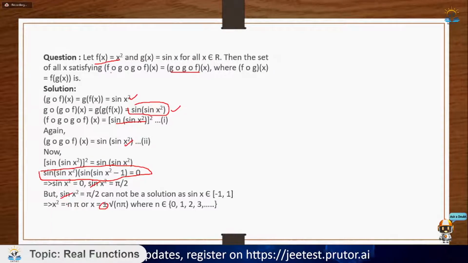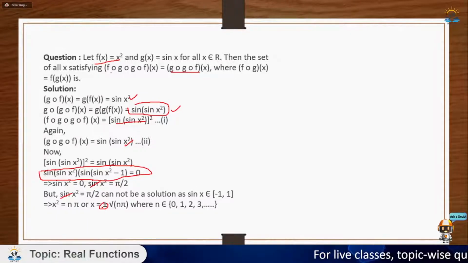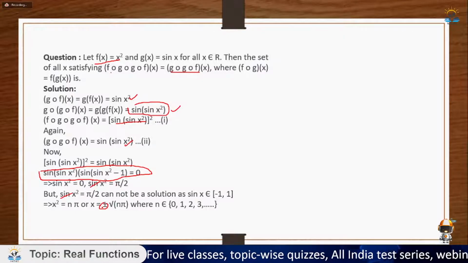So x square should be equal to n pi, and for x square equal to n pi, x should be equal to plus minus root of n pi. Okay, and here n can't be negative. Why? Because if n becomes negative, then you will get a negative sign inside the root, which is not plausible at all. That's why your n will lie from 0 to infinity, where n belongs to integers. Okay, so fair enough, simple question. You have to just apply composition of functions one by one, and you will reach your answer.